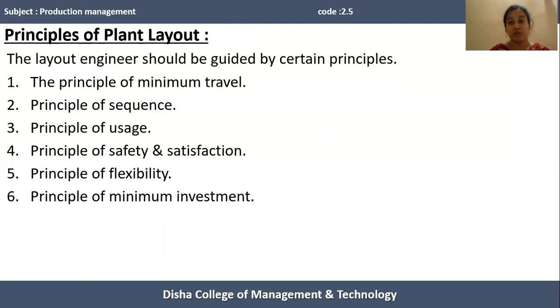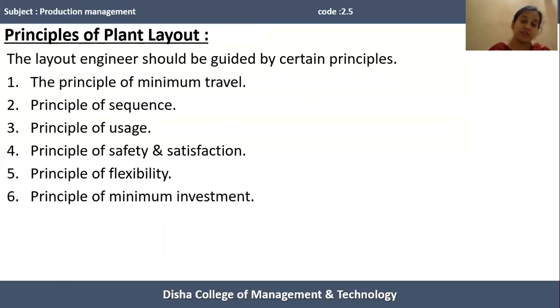Next comes the principle of space usage. The principle of usage is the most important thing. He has to use every space of a location properly and effectively, so that every space of the plant can be used in the most effective and efficient manner. This is an important consideration in towns and cities, because every space there is costly, so the production manager has to use every space of a particular location properly and most effectively.